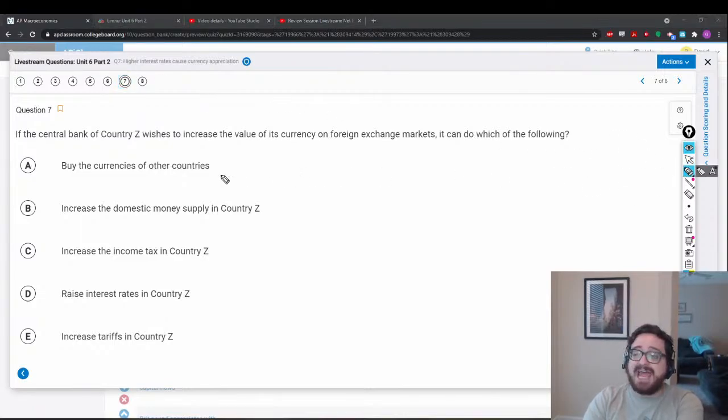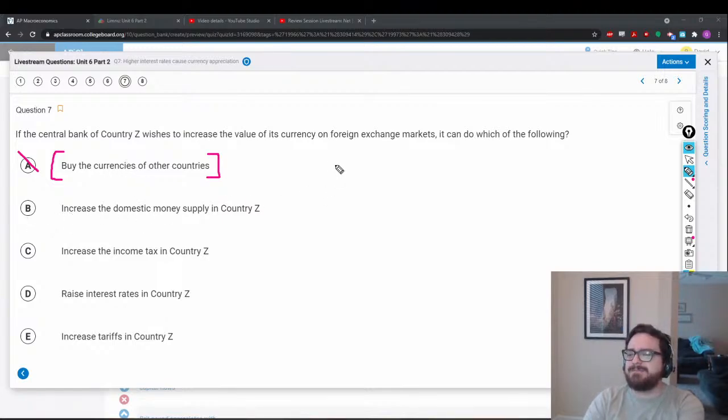Buy other currencies. Technically speaking, a central bank can do this. This is actually a thing that they can do. It's not talked about a lot in AP economics, but it is a possibility. But if you're trying to have your currency appreciate, buying a bunch of other currencies is not going to help. It's going to make those other currencies more valuable and make yours less.